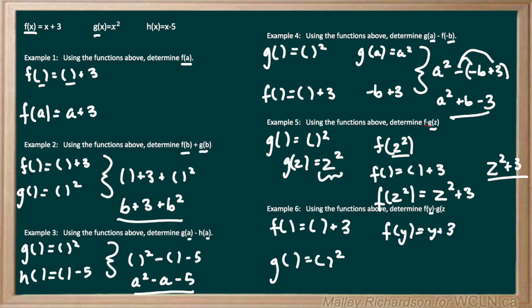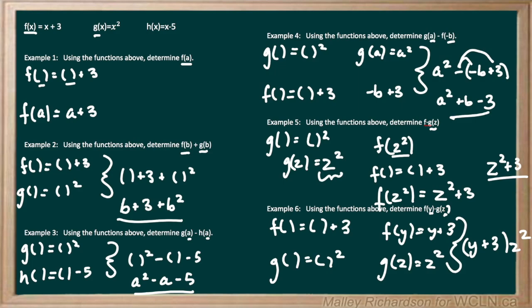And our g of x has a variable of z. There should be brackets right there, but our variable is going to be z. So wherever we see empty brackets, we're going to replace it with a z. So we have g of z equals z squared. Now we need to multiply these two together. So we are going to have y plus 3 multiplied by z squared.